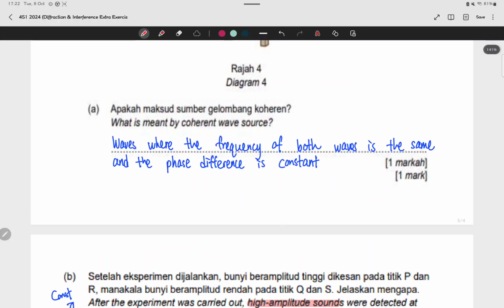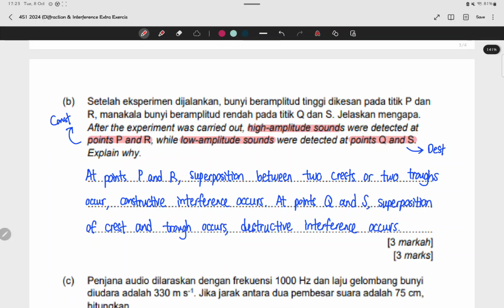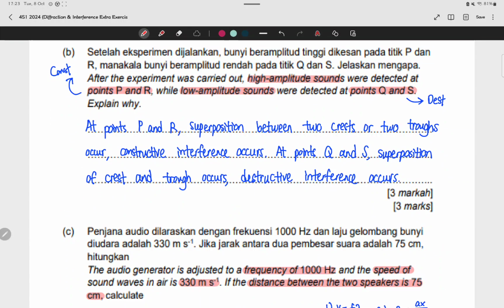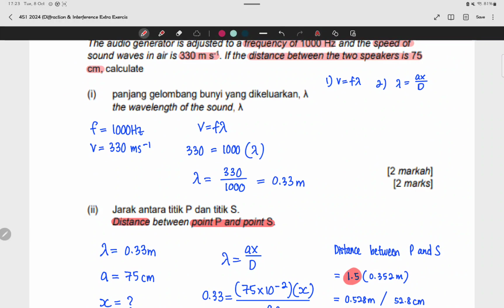Okay, so this is for the interference topic question. So here 1 mark, just memorize. So here how do you get 3 marks? You mention P and R superposition between two crests or two troughs. Remember the word or. Okay, so you get 1 mark. Constructive interference occurs, 1 mark. Q and S, what happened? Superposition of crest and trough. Destructive. So here got 4 marks, right? But we only need 3 marks. Okay, here same formula and substitution, and then final answer with unit.